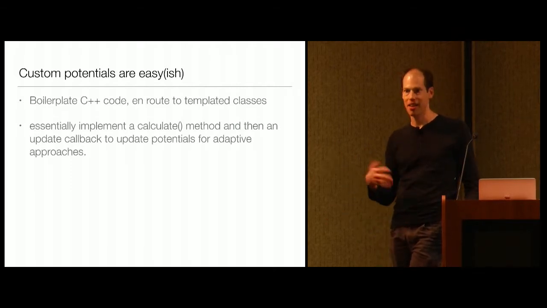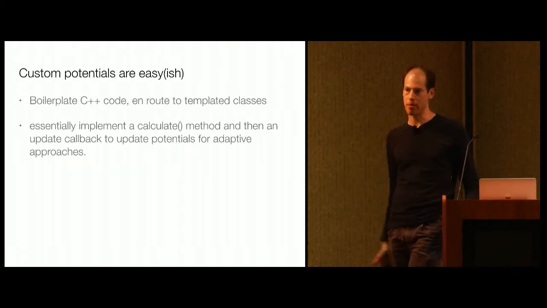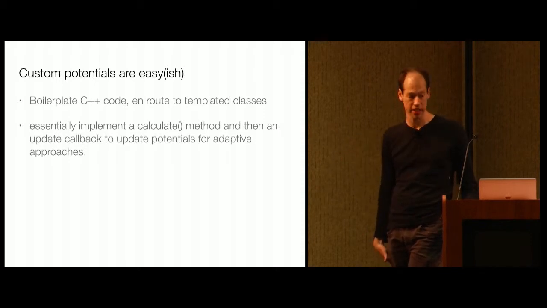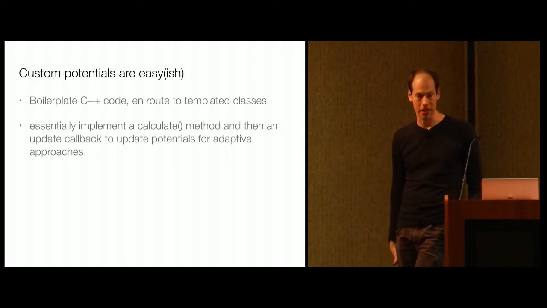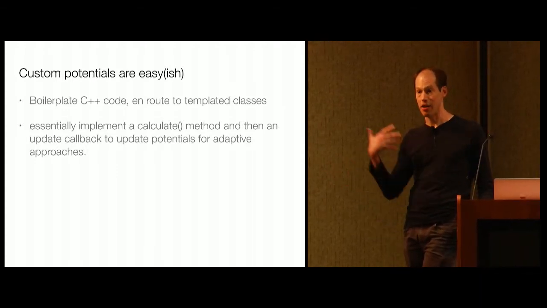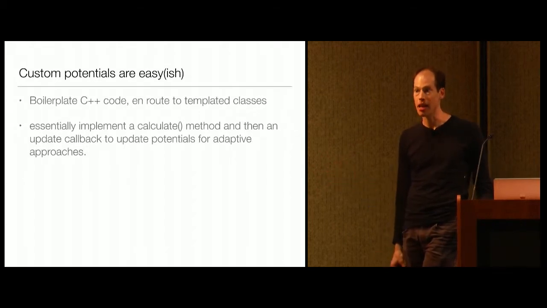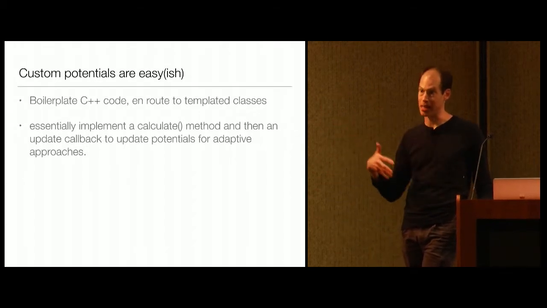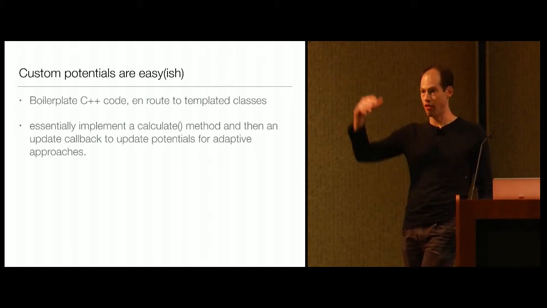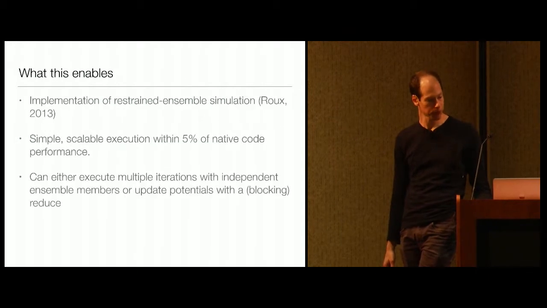One is a method to calculate a potential given the appropriate data that is current in the simulation, on positions and time, and then a callback if there's any adaptive update functionality in the custom potential, and that adaptive update can again be individual simulation specific, or it can have a dependency across the simulations.